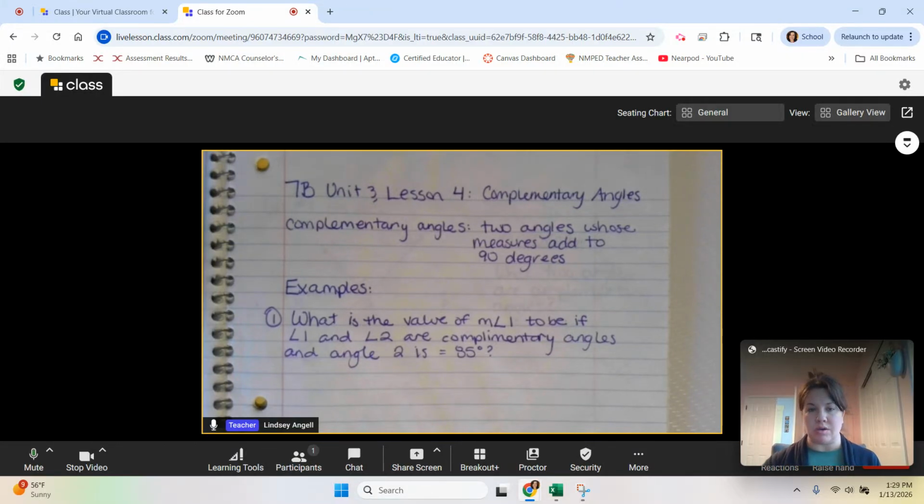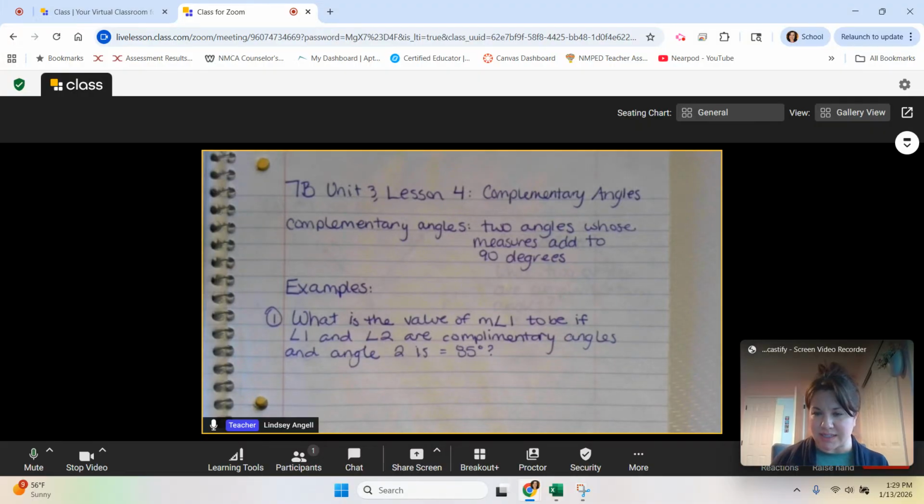Okay, so complementary angles. I've got the definition there if you need to screenshot it or just pause and write it down. They are two angles whose measures add to 90 degrees. So that is the definition. They have to add to 90 degrees.